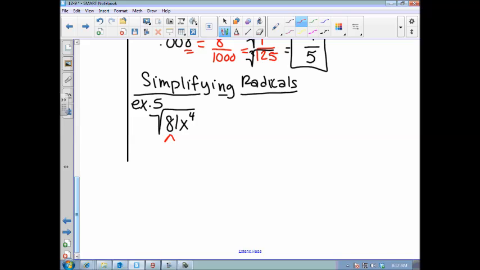Okay, guys, root 81. How does that break down? 9 times 9. You can keep going to the 3's, except I notice right here, aren't we looking for pairs? This is already a pair, so I'm going to stop. So if we write it down, we have 9 times 9, and how many x's are there? 4. There are 4 x's.